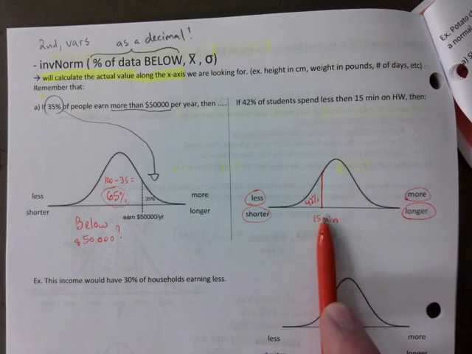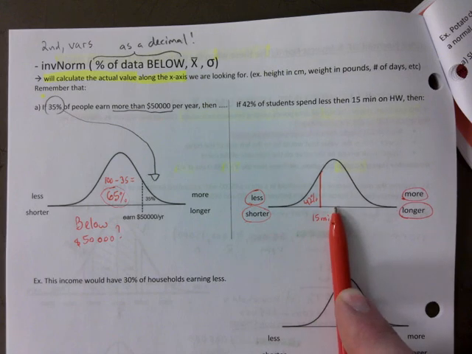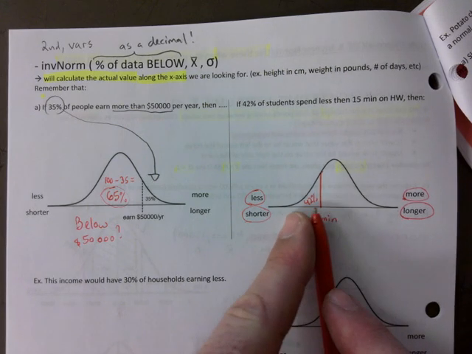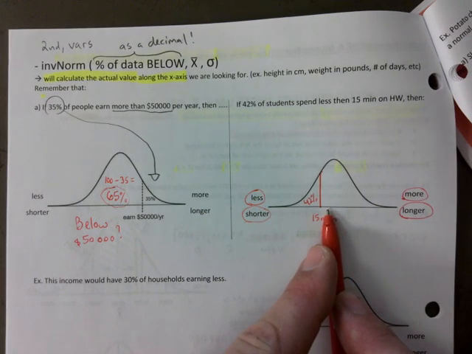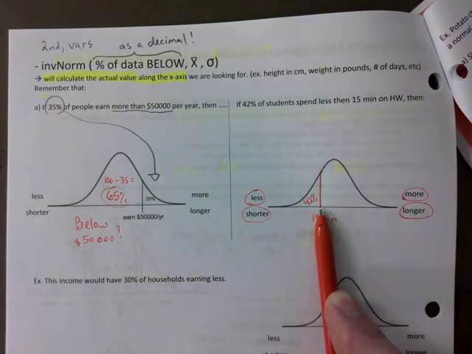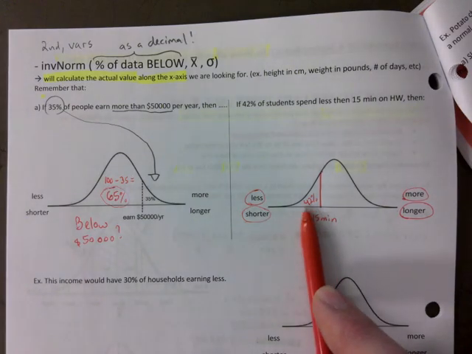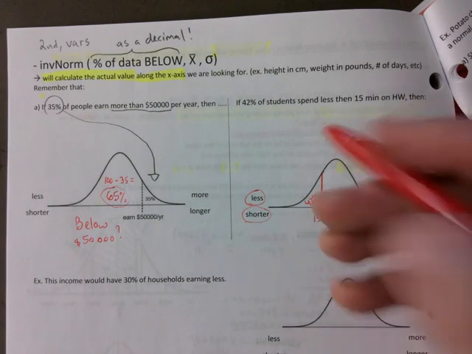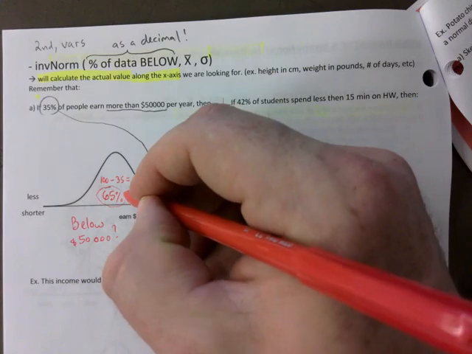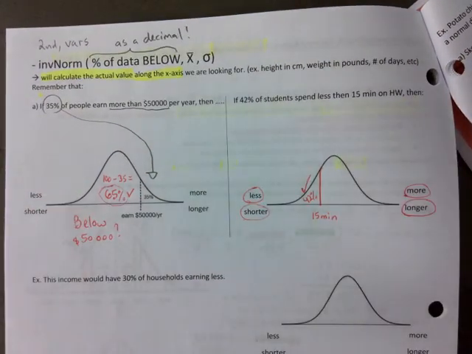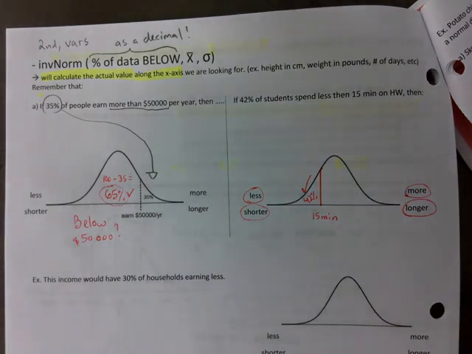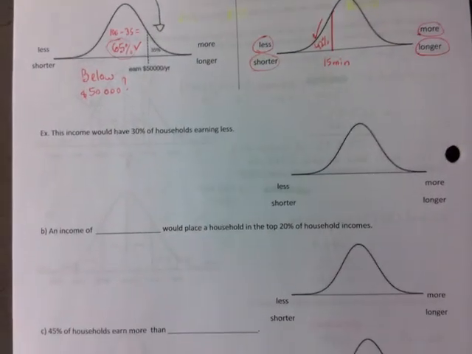So again, why didn't I put it in the middle? Because that would have meant that there's 50 below, 50 above. It's 42% spend less, so I'm slightly shifting to the left. This is just to estimate. This is not a very accurate sketch, but this is sort of what's happening here. And that's what inverse norm is looking for: the percentage to the left or below. Okay? Let's keep going.